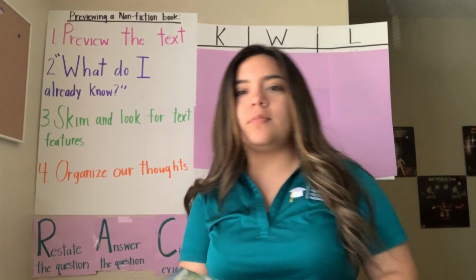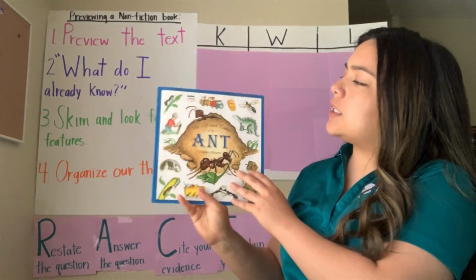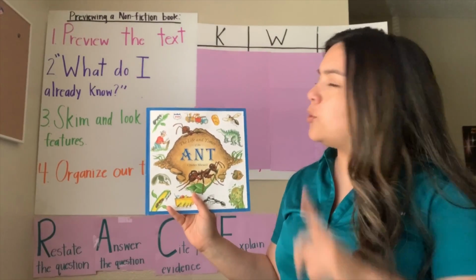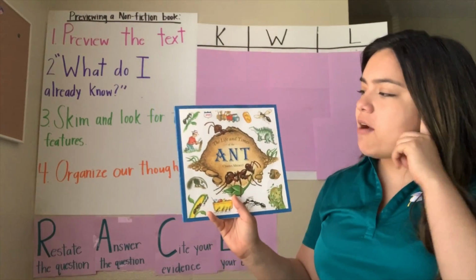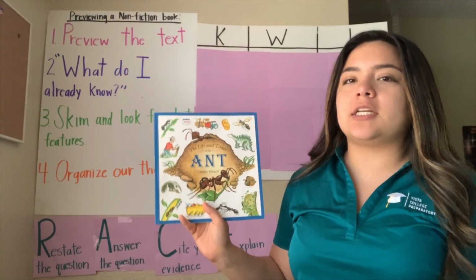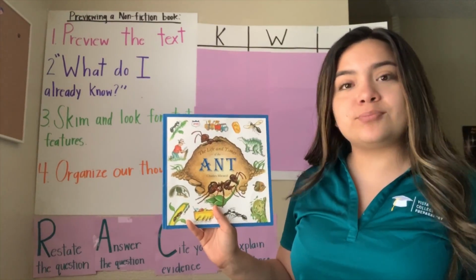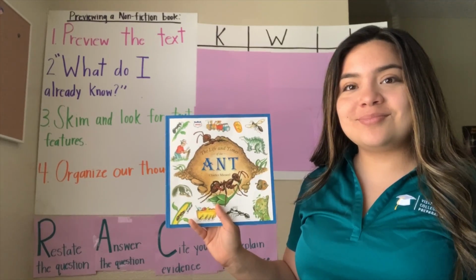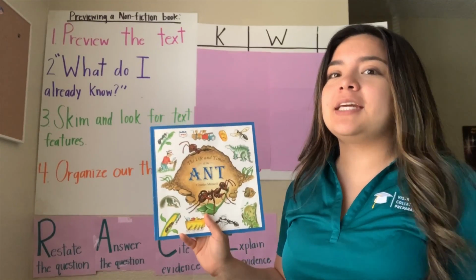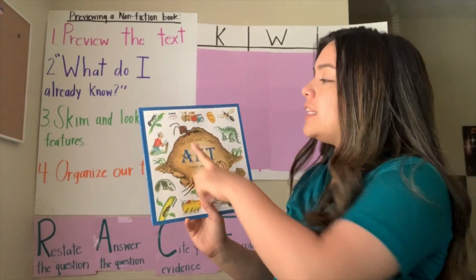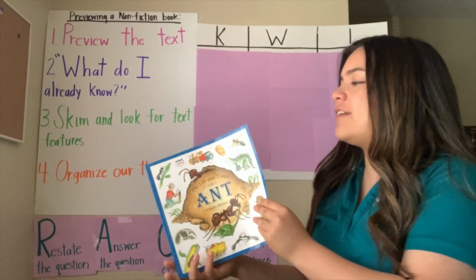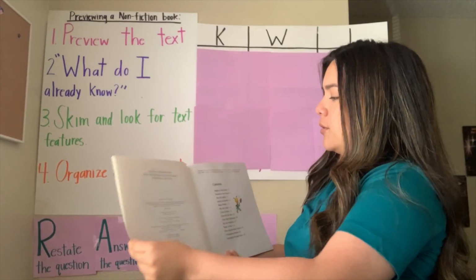So, the title of our book is The Life and Times of the Ant. Ooh. So right now, I should be thinking to myself as a good reader, what do I think this story is going to be about? What do you guys think it's going to be about? Yeah, it's going to be about ants, and we know that because it says that in our title, The Life and Times of the Ant. Awesome job. All right, now let's start skimming our book.